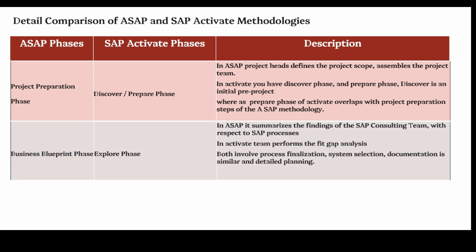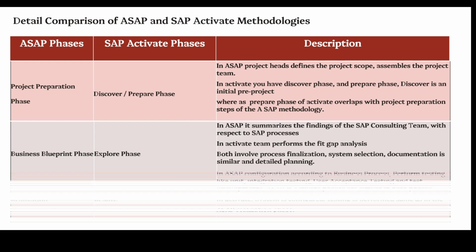The second phase of the ASAP is Business Blueprint. It summarizes the findings of the SAP consulting team with respect to SAP business processes to be implemented in the organization. Business Blueprint document will be prepared. In Activate, you have the Explore phase. The team performs the fit gap analysis. The team will focus on the requirements through fit gap analysis across multiple work streams. Identified gaps are designed and configuration decisions made. Both phases have a process of finalization, system selection, detailed planning, and getting business blueprint or business processes document sign-off.